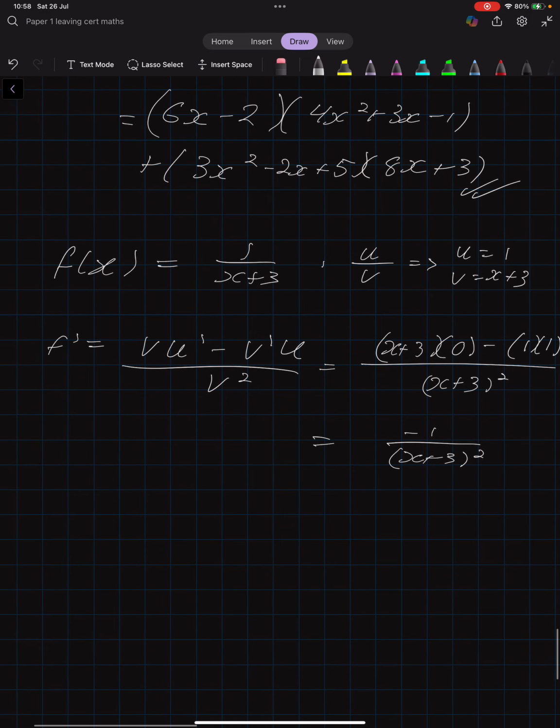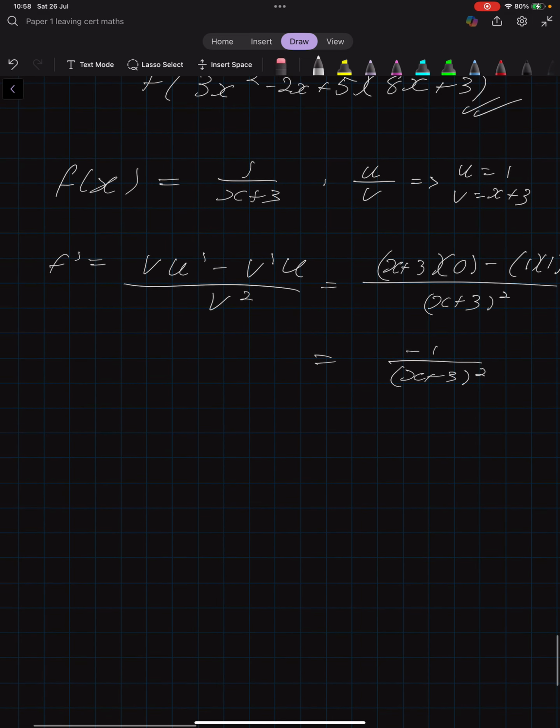Now again, I could have also used the chain rule here. So again, there's loads of ways of doing this. You don't need to do it the same way that I'm doing. I could have said, well, 1 over x plus 3, that's simply equal to x plus 3 to the minus 1. So if I just differentiate like normal, I'd say, okay, well, use the chain rule.